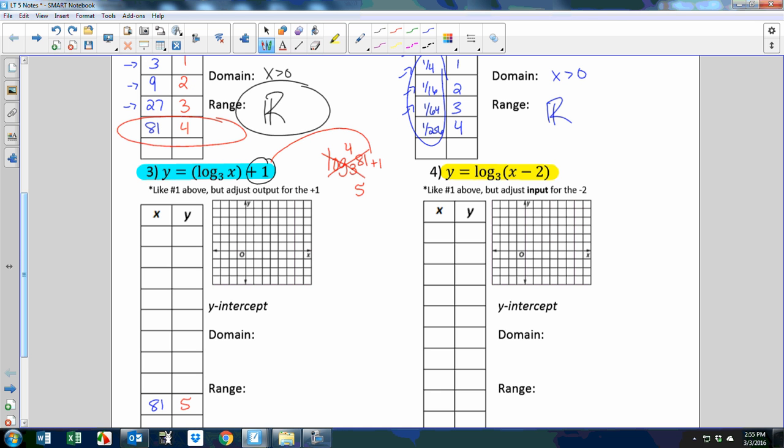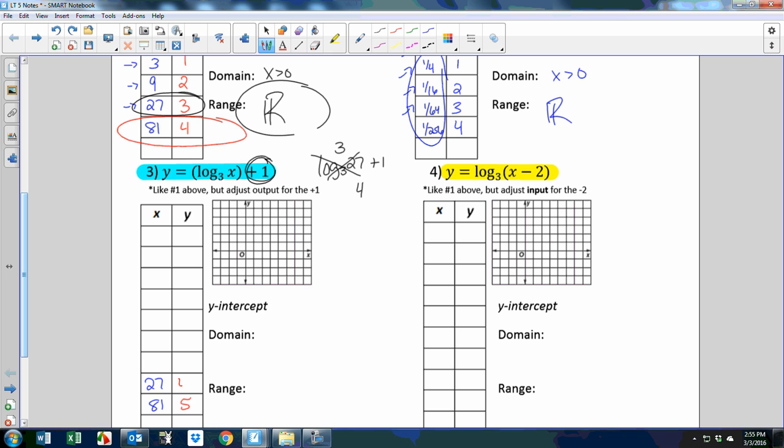Now let's do that manually one more time. If you input 27, so log base 3 of 27, you get a 3. But then your function we're graphing here says add 1, so we get 4 as our ultimate output. So input was 27, and the output was 4.